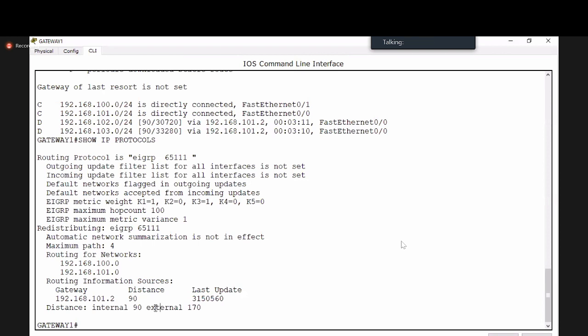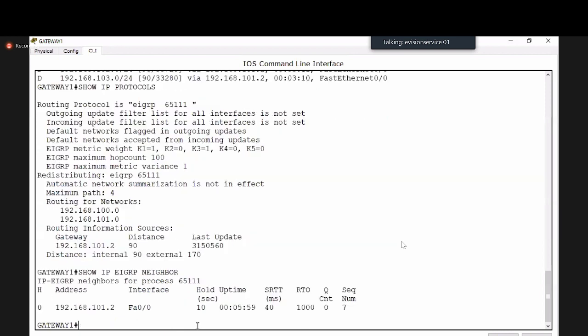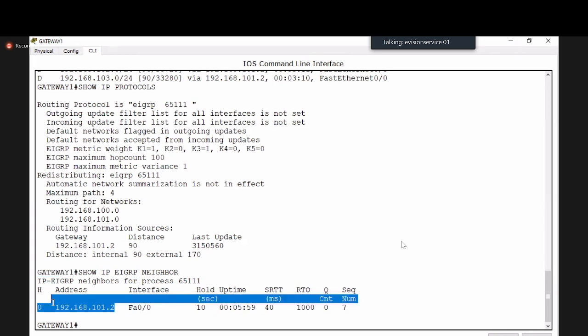Taken. Everyone taken, right? Yes, sir. Then use this command called show IP EIGRP neighbor. That is the command to check your neighbor table. As you can see, your routing information source is this. This is the router, that is your neighbor. So that is your EIGRP neighbors for process 65111. Because this is gateway 1 connected to router 1 only, that is why you are seeing only one neighbor IP address here.